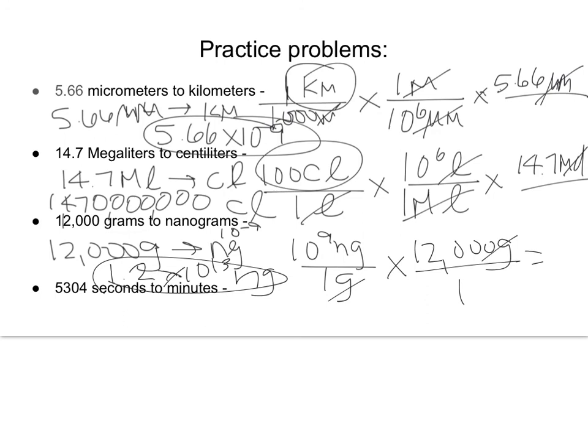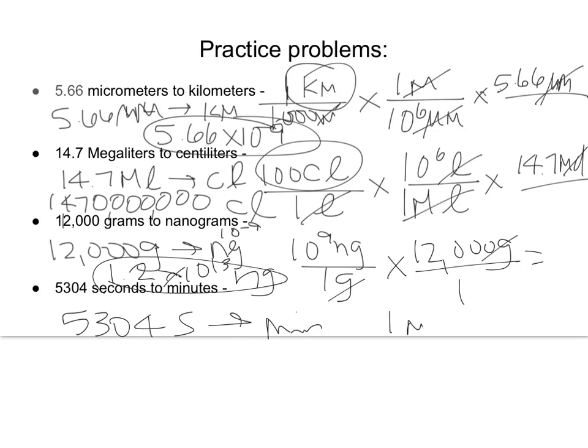All right, last one. We're going to do 5,304 seconds, and we're going to convert that to minutes, okay? This one you should be able to do. This one's easy, easy, easy, easy. So pause the video, try. All right, so I have 5,304 seconds, and I want to convert that to minutes. Well, all you have to think about is how many seconds are in a minute, okay? And we know that there are 60 seconds per 1 minute.